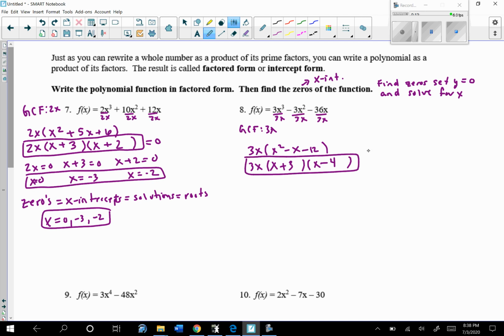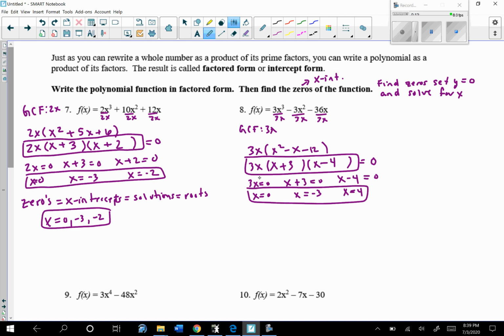So to find the solutions or the zeros, you want to set it equal to 0 and solve. So when I set 3x equal to 0 and x plus 3 equal to 0 and x minus 4 equal to 0, for the first one, divide both sides by 3. 0 divided by 3 is 0. Subtract the 3, add the 4. And so these are my roots of my equation, or the zeros of my equation.